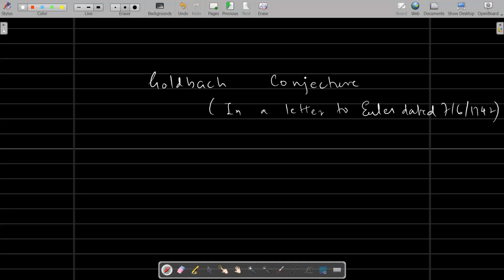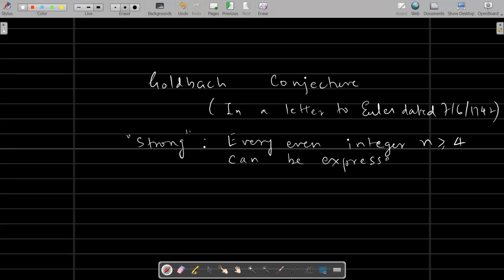And there are two versions. One is strong, one is weak. The stronger one is due to Goldbach, the strong Goldbach conjecture, which says every even integer n greater than or equal to 4 can be expressed as the sum of two primes.